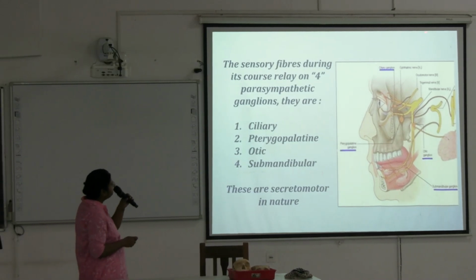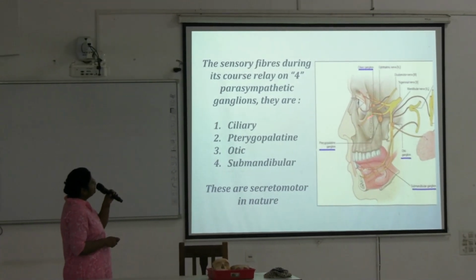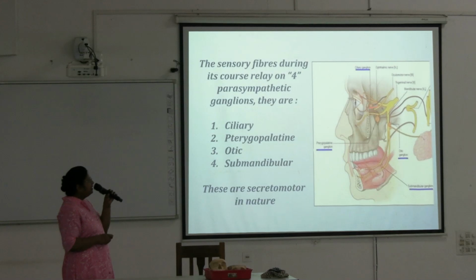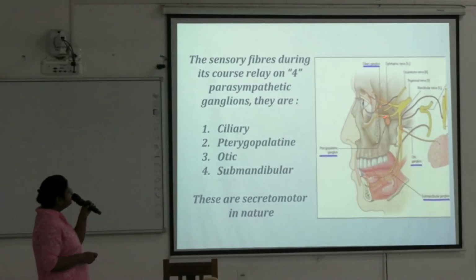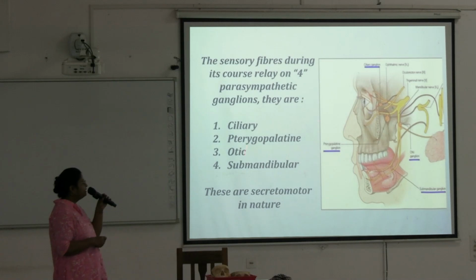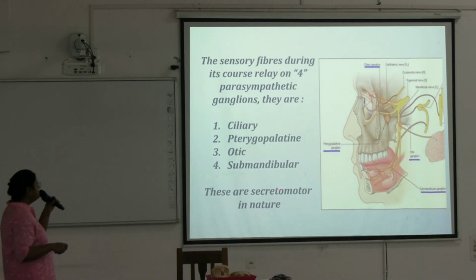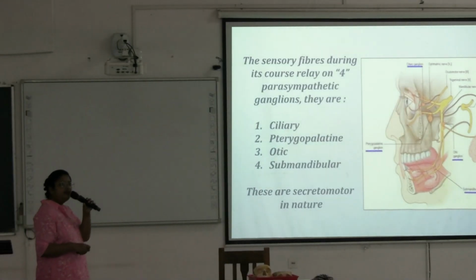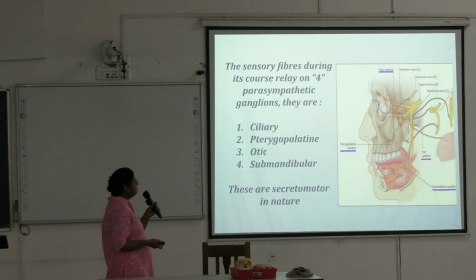See here, this one is the ciliary ganglion, lies near the orbit. This is the pterygopalatine ganglion, lies in the pterygopalatine fossa, you have seen. Next, here is the otic ganglion, lies near the ear, okay. And here is the submandibular ganglion. So these are the four parasympathetic ganglia where the fibers are relaying. And these are secretomotor in nature.